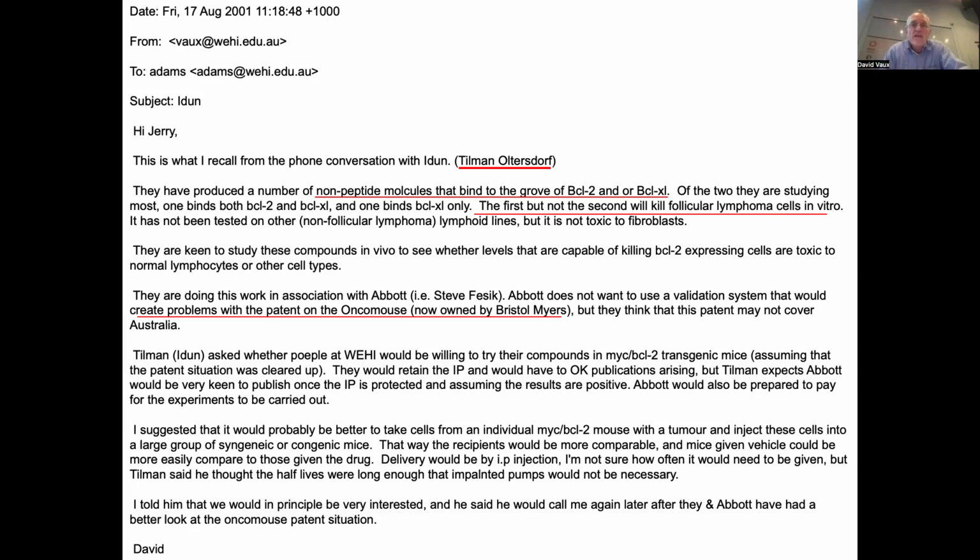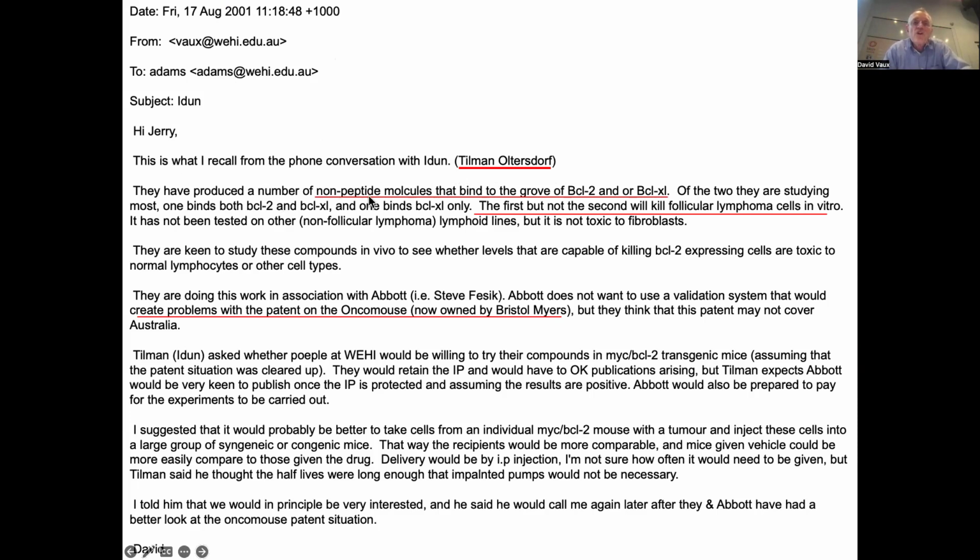But Abbott was collaborating with a company called IDUN, and I was a consultant for IDUN. And at one stage, I got this. So in 2001, I got this phone call from Tilman Oltersdorf. After I got this phone call, I sent this email to my ex-boss, Jerry Adams. And I say, this is what I recall from the phone conversation with Tilman Oltersdorf from IDUN.